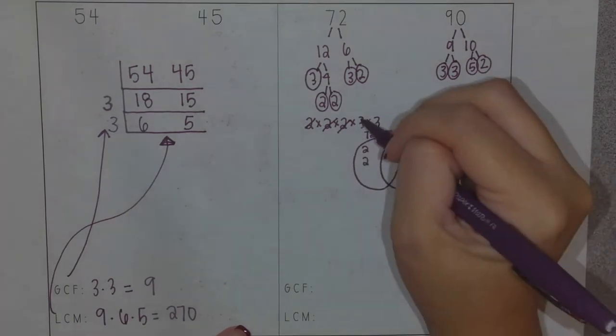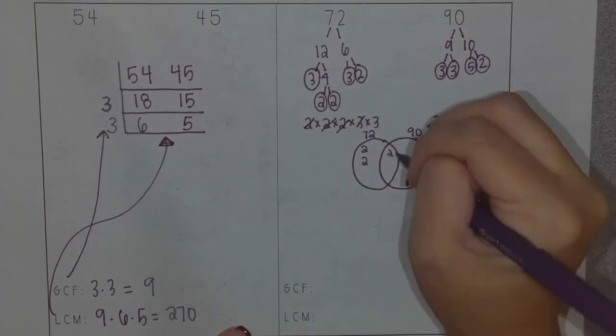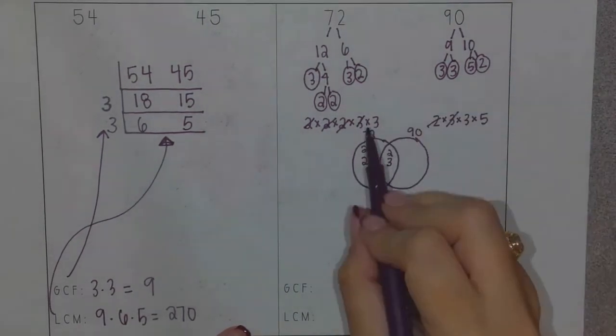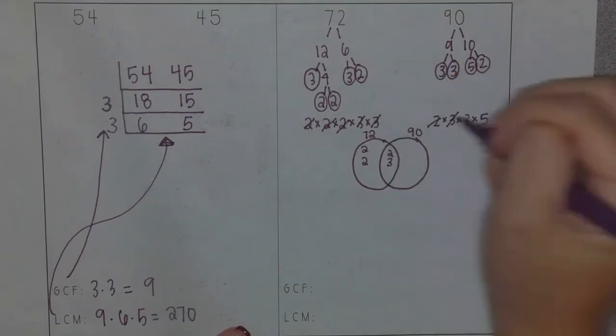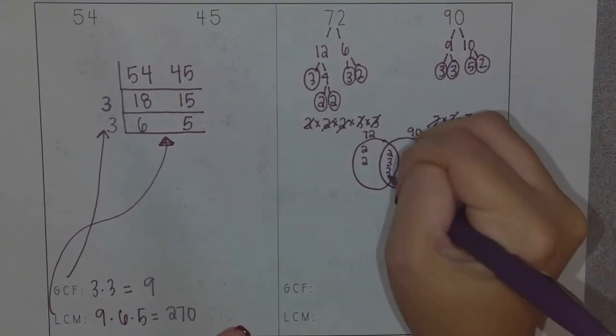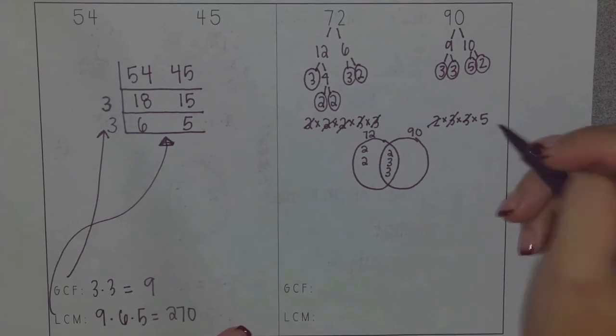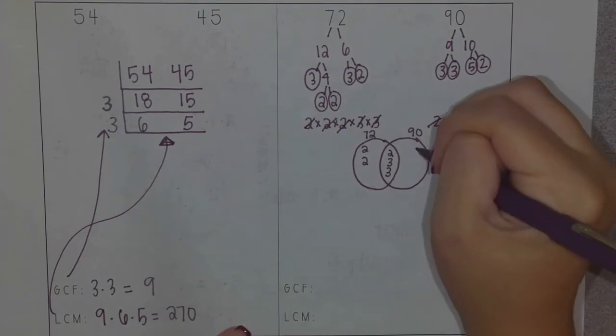Then I see that they have a 3 in common. So I'm going to cross off a 3. I'm going to write it in the middle. I see that they have another 3 in common. So I'm going to cross off those 3s, write it in the middle. And then 90 has a 5 that it keeps all for itself.